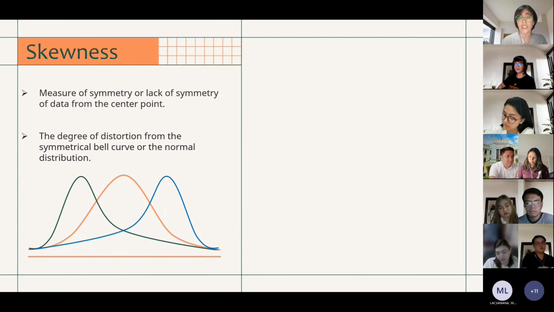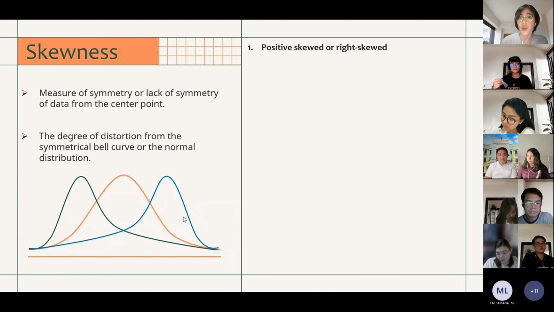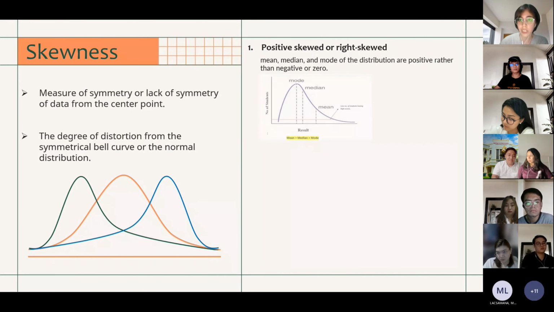Na-discuss naman na natin kanina nila previous group yung normal distribution, which is yung makikita ninyo sa sample na line graph, yung orange one. So, for the skewness, we have positive skewed or right skewed. If you can still remember, natalakay din ito ng ating first group from last week nila Miss Crystal. Okay. So, for the positive skewed or right skewed, the mean, median, and mode of the distribution are positive rather than the negative or zero.